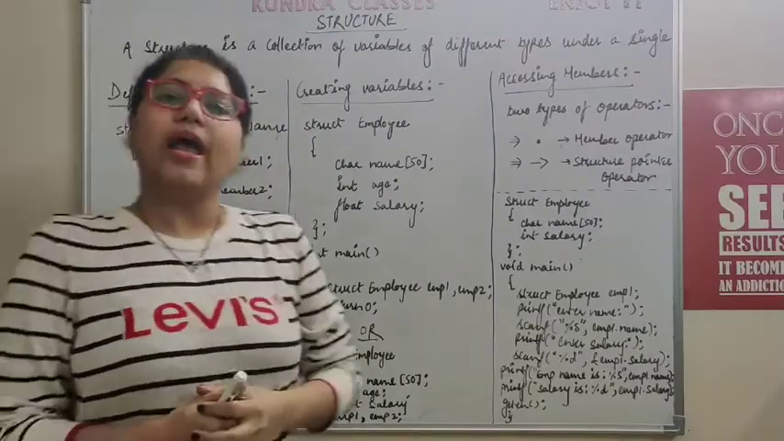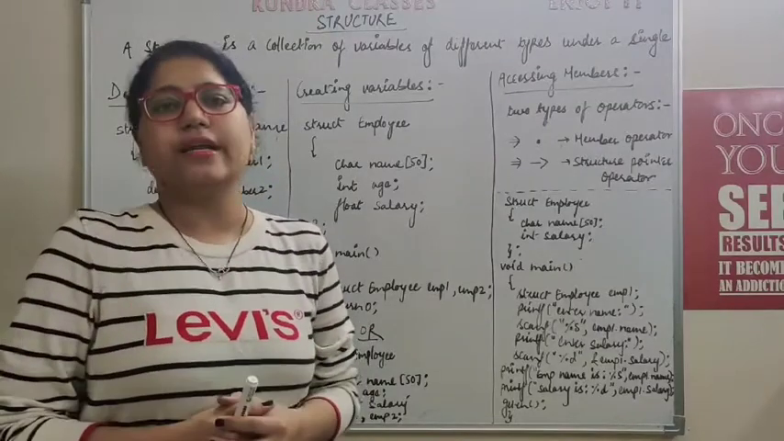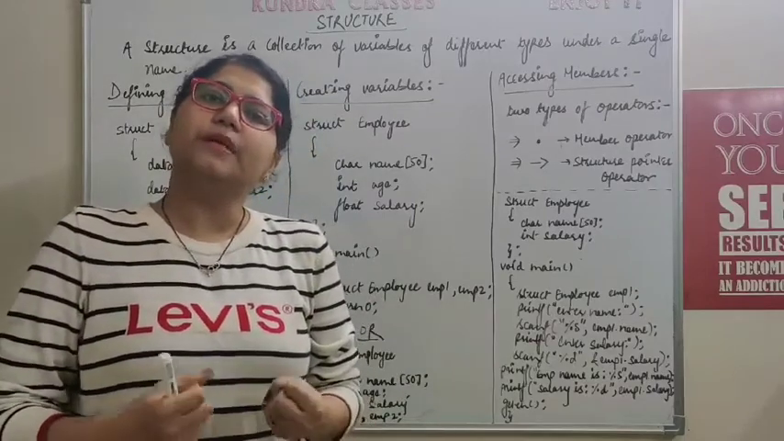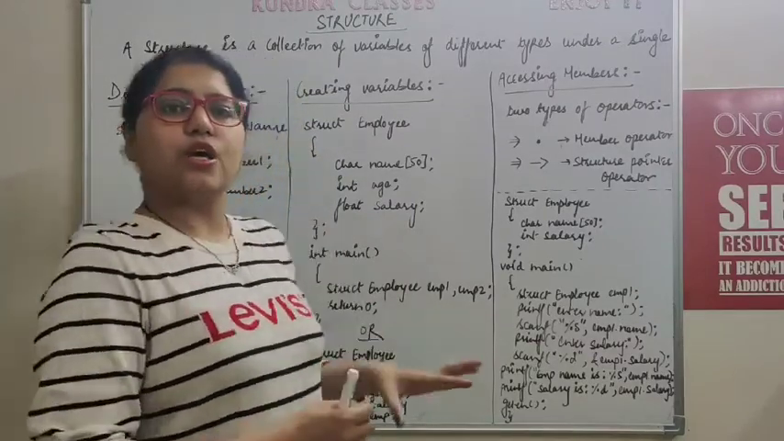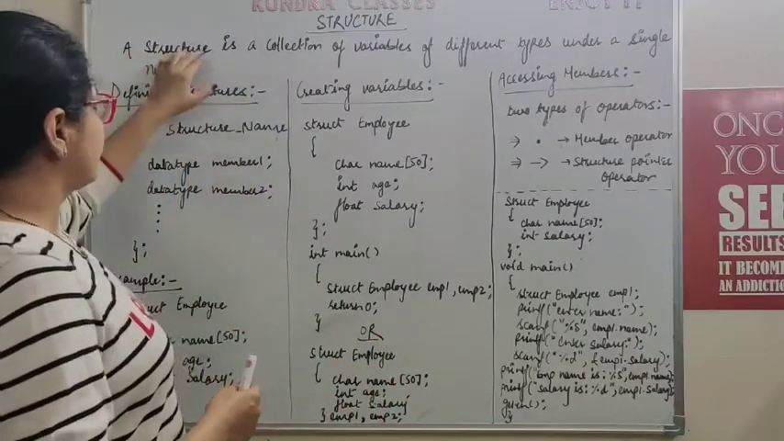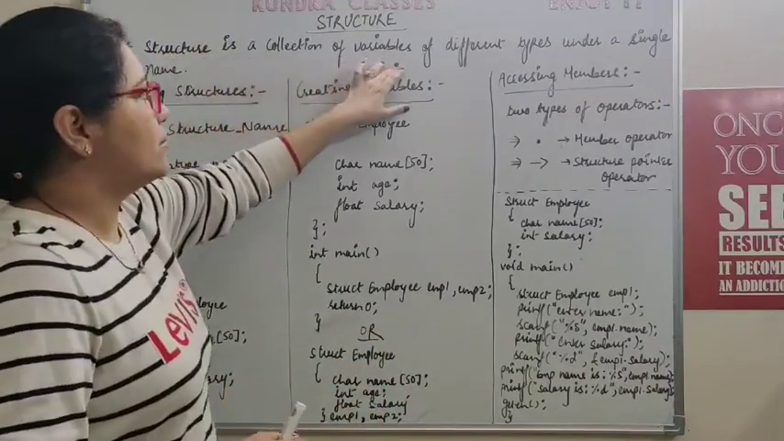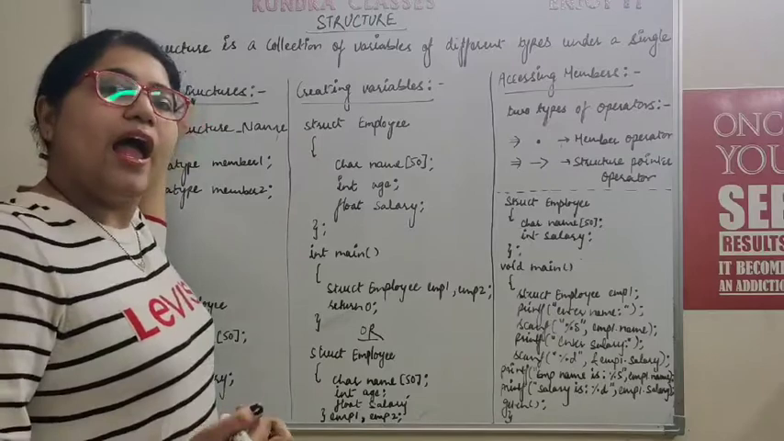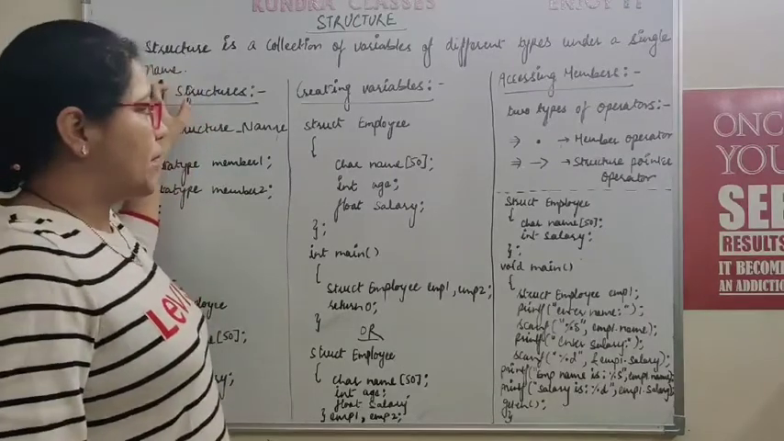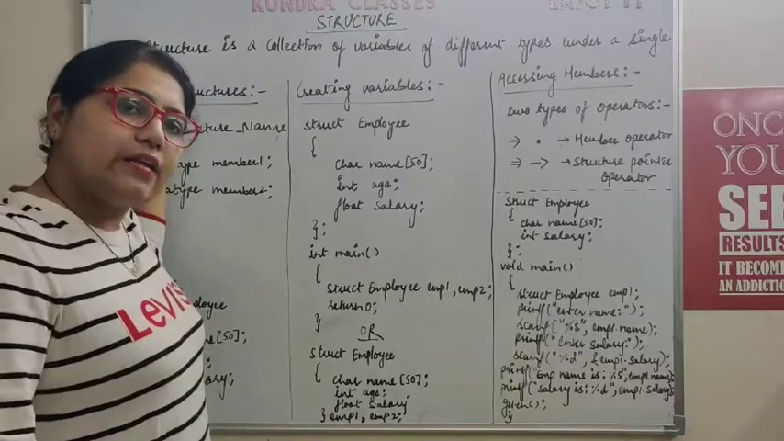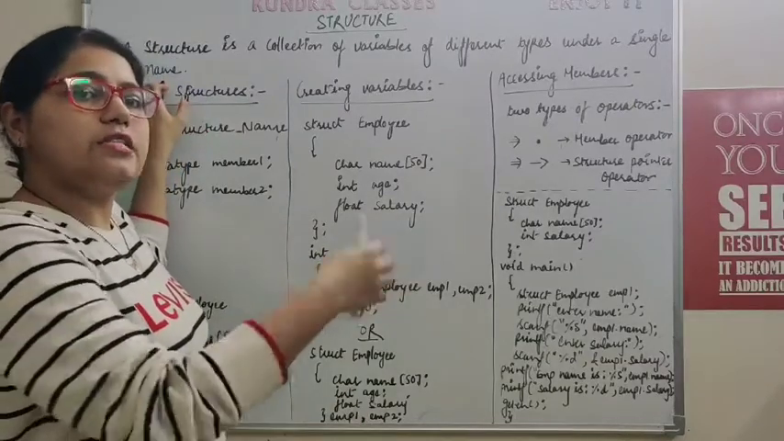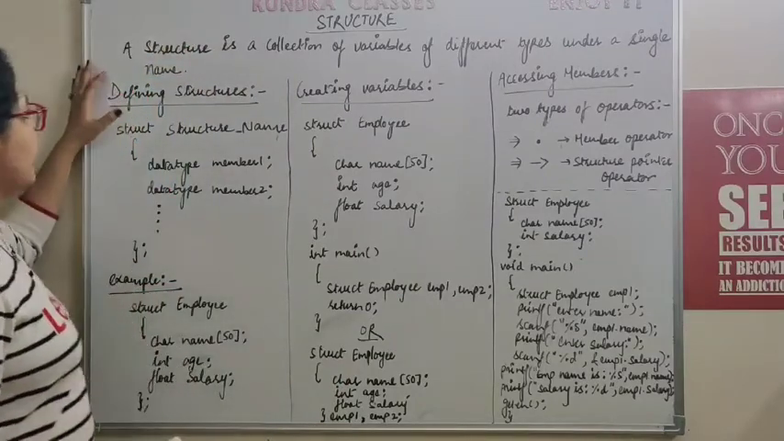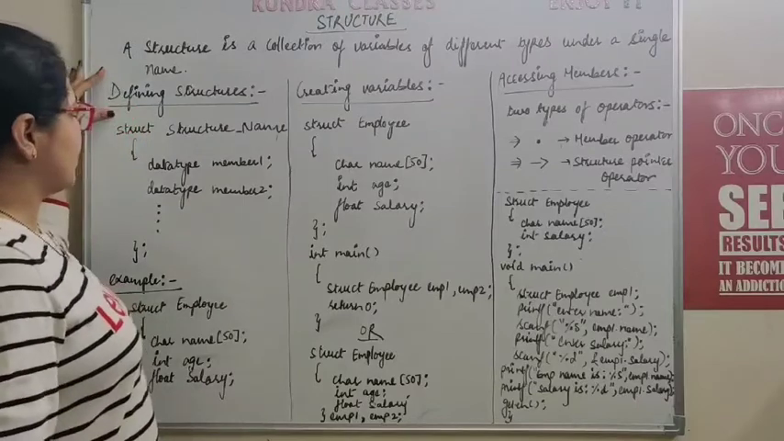As we all know, array is a collection of similar data types, but structure is different because we cannot store multiple data types in an array. That's why structure was evolved, and a structure is a collection of variables of different types under a single name. You can also say heterogeneous data types collection because you can put integer, character, float, everything under a single name, and that name could be given to a structure.